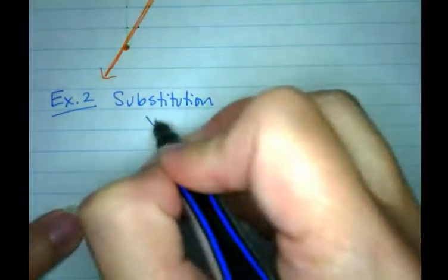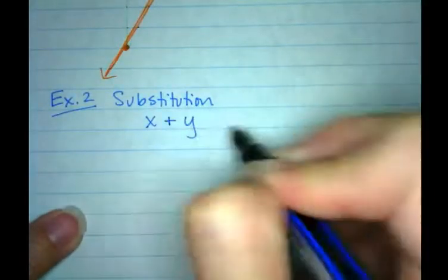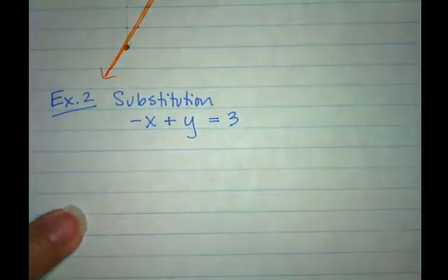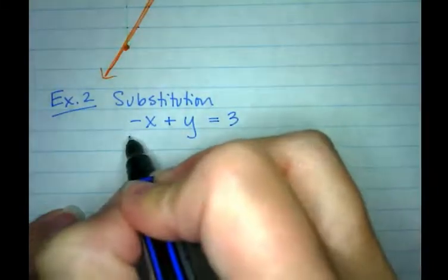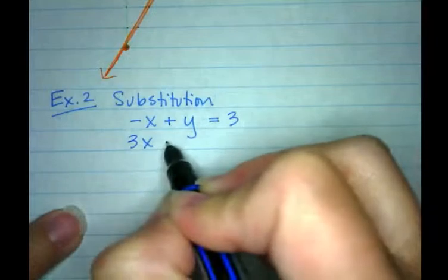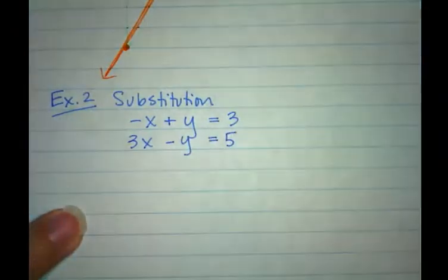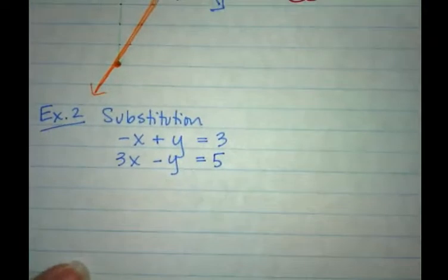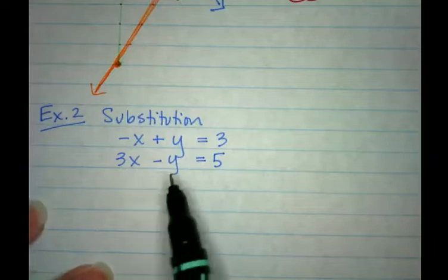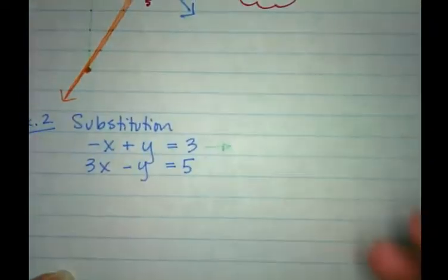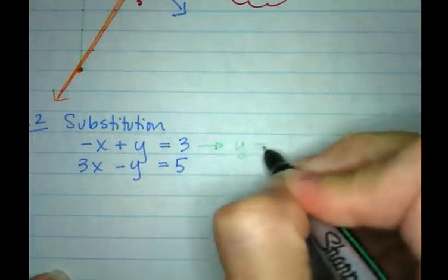Let's try x plus y. No, let's do negative x plus y equals 3, and then 3x minus y equals 5. Okay, I like to call this clouds and rainbows, and I'm going to show you why in just a second. But the first thing you need to do is solve one of the problems for one of the variables. So what I want to do is rewrite this one as y equals.